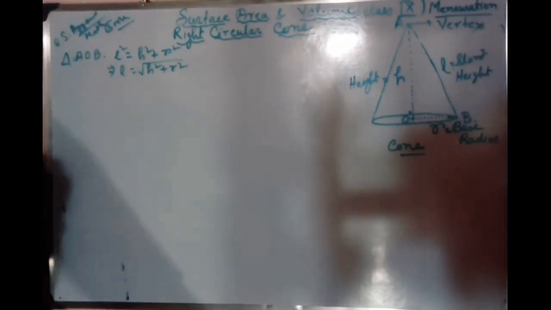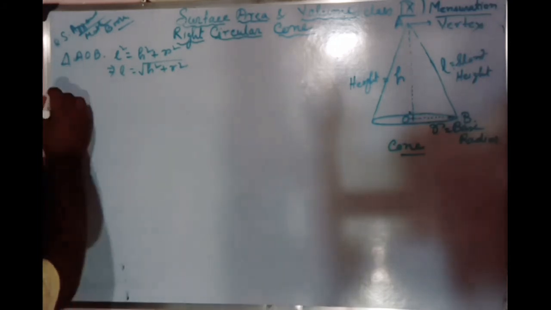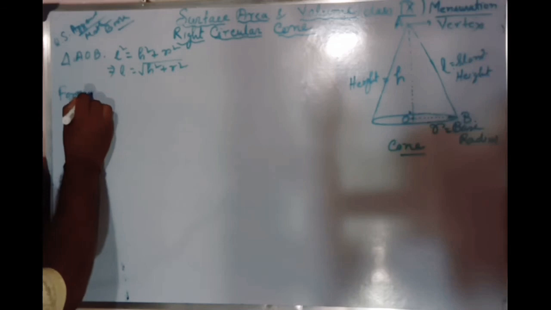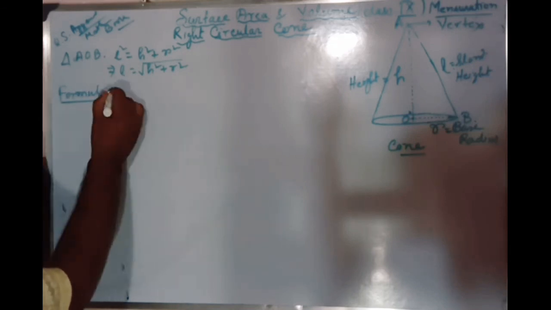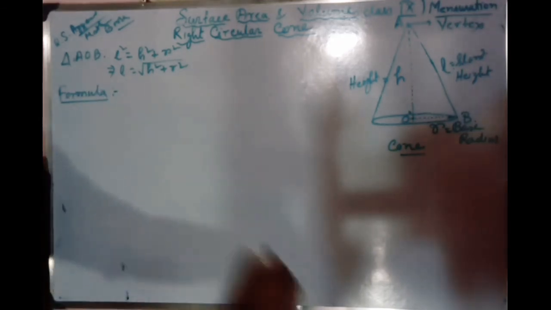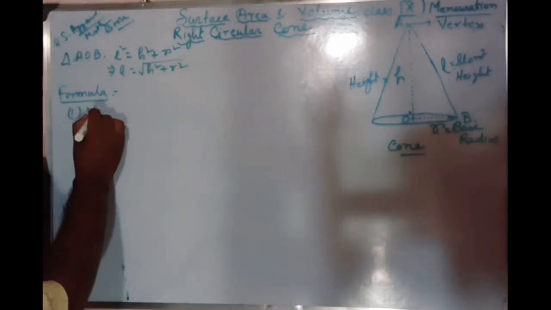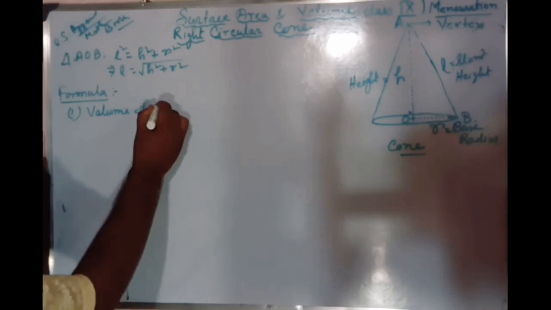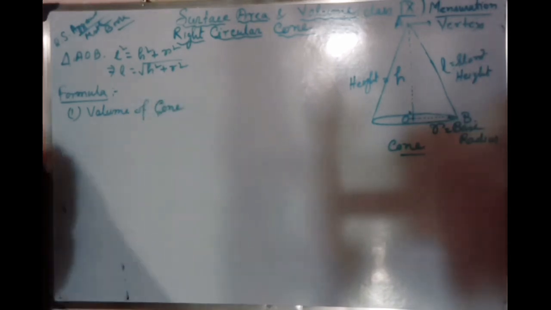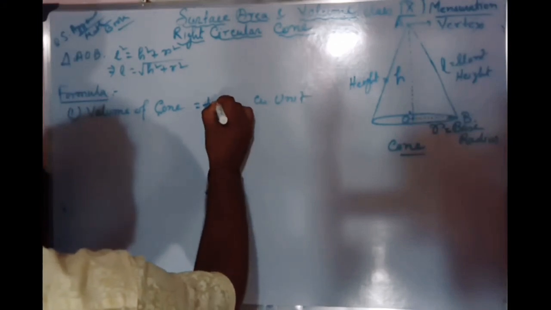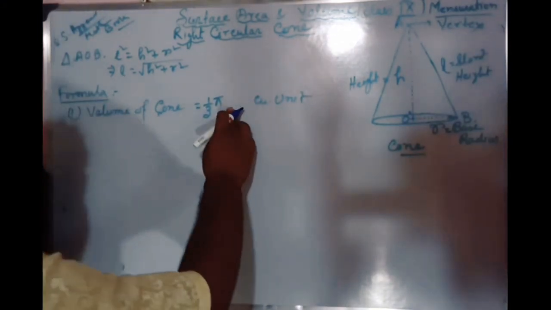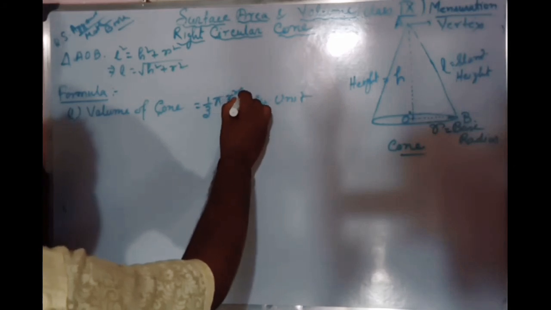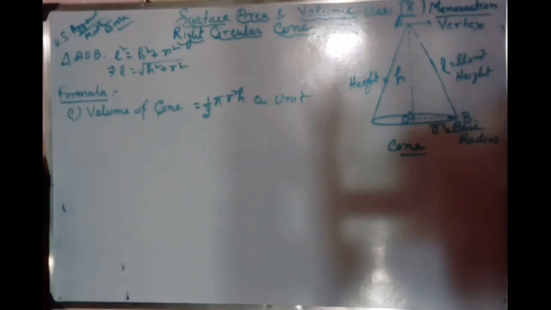Now let us come to the formulas without delaying. First is the volume of a cone or right circular cone, whose height is h: one third pi r square h cubic unit. Okay, one third pi r square h cubic unit.